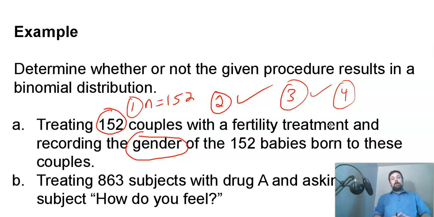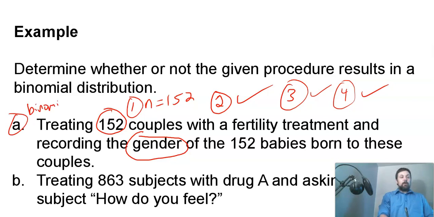If they're doing the same treatment, the probability should stay the same throughout. And again, you could maybe come up with some hypothetical scenarios where different couples might have different probabilities, but we're not given that information in part A, so we shouldn't assume that information. And so based on the requirements for a binomial distribution and what's actually given in part A, it seems to satisfy all 4 of those requirements.